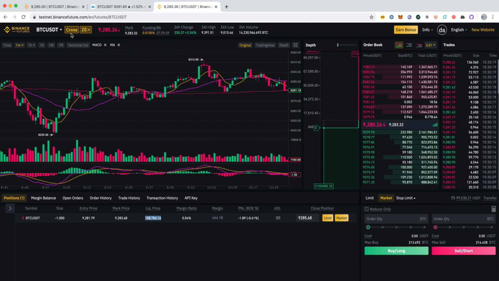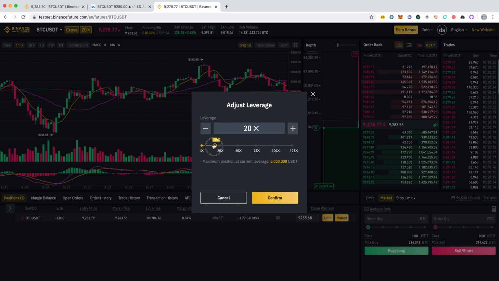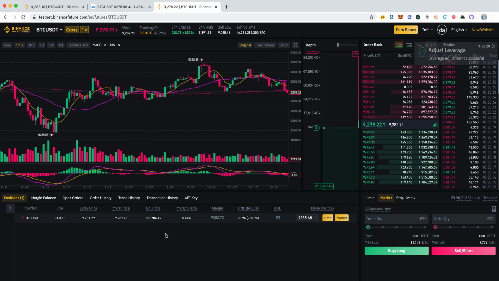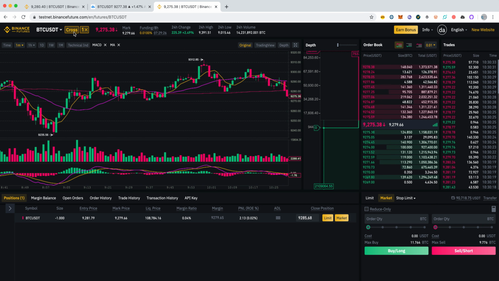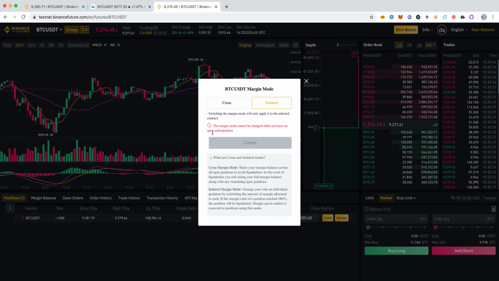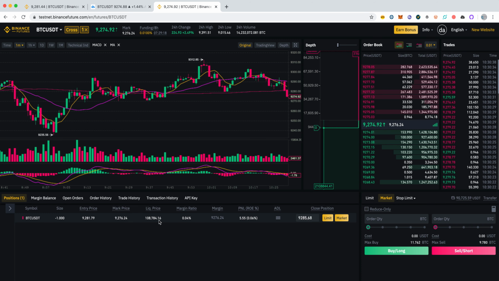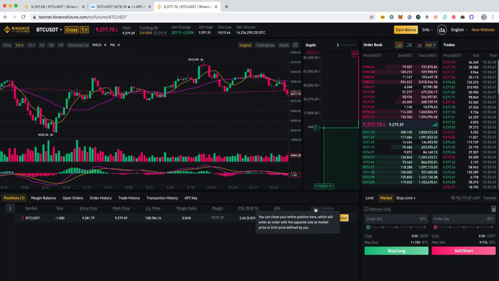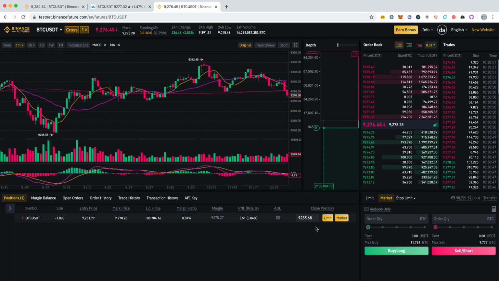Because we are in cross leverage 20x. I forgot to change this setting to 1x, for example, and I should also move to isolated, but I cannot do it right now because the position is already open. I have to do it before opening the position. This is my current gain or loss. If you have a minus, this is a loss. And this is the place where I can set a limit order to close my position, or a market order.